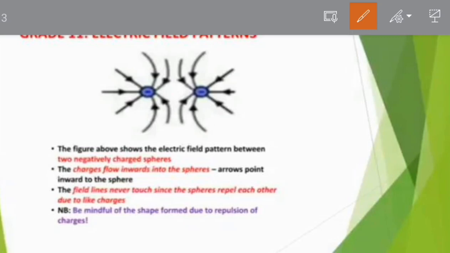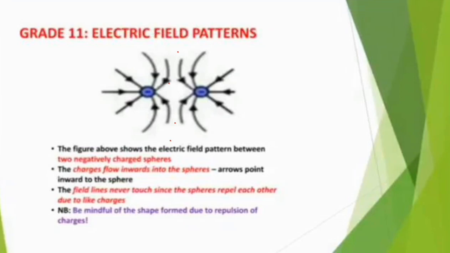Now, what do we know about like charges? Like charges always repel, right? So like charges will repel, they will move away from each other. Hence you can see here they do not touch, right? So they say NB, be mindful of the shape formed due to the repulsion of charges. The field lines never touch since the spheres repel each other due to like charges. So you must always remember that the spheres do not touch, right? So that's how you will have your drawing, and also indicate the correct arrows for the charges that are going inward, since this is a negative charge.